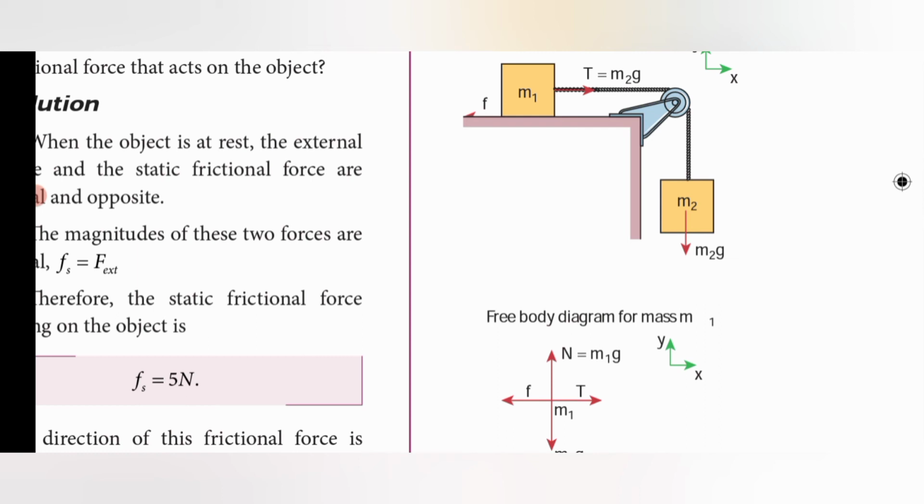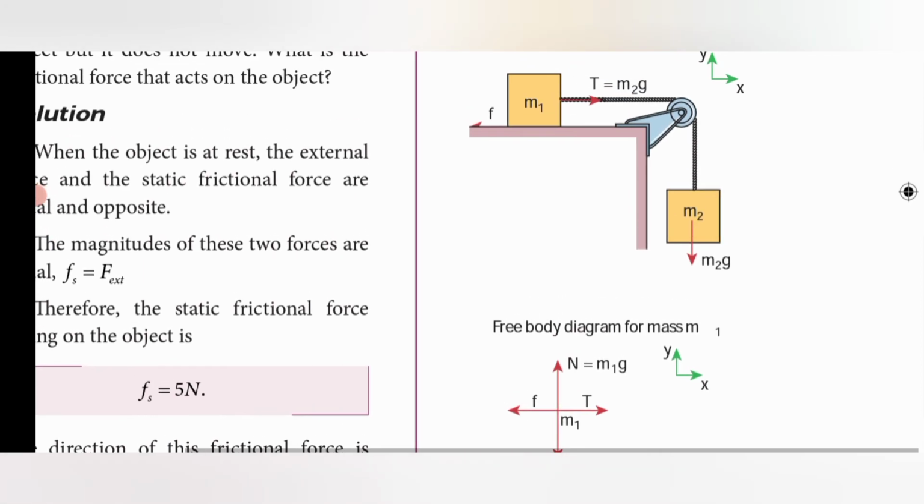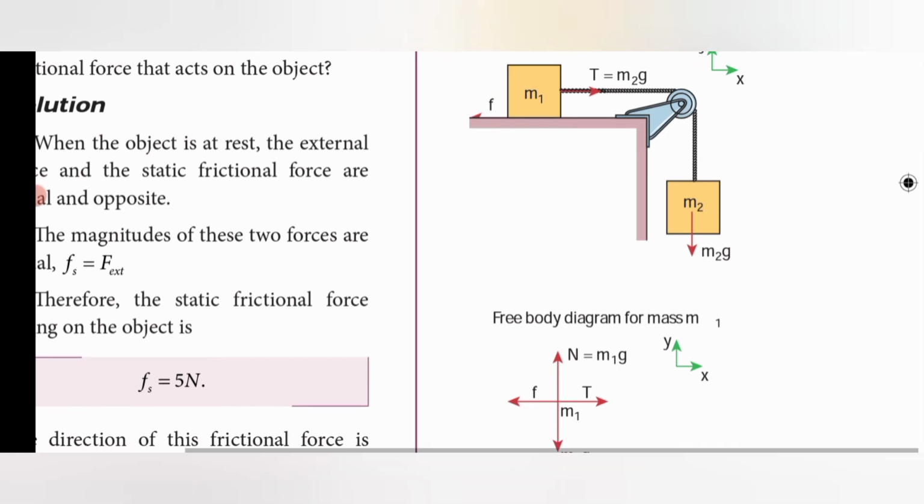Suppose m1 is equal to 7 kg, whether the M2 weight will move or not. Suppose there is a friction force applied on M1, can it be able to move or not? So that is the question here. So we have to find out the static friction value, then the tension value, then we have to find out which value of M2 can move against the static friction.